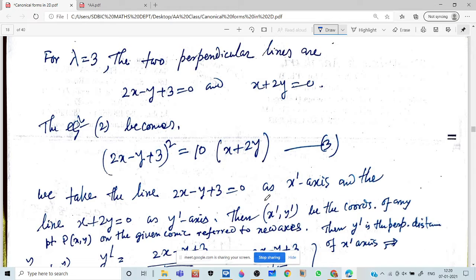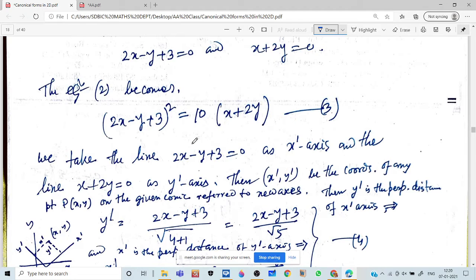We take the line 2x minus y plus 3 equal to 0 as the x dash axis, and x plus 2y as the y dash axis. Then write this expression in standard form, dividing both sides by the root of the coefficient of x square plus the coefficient of y square.